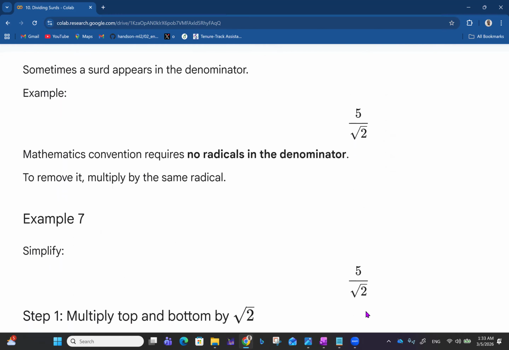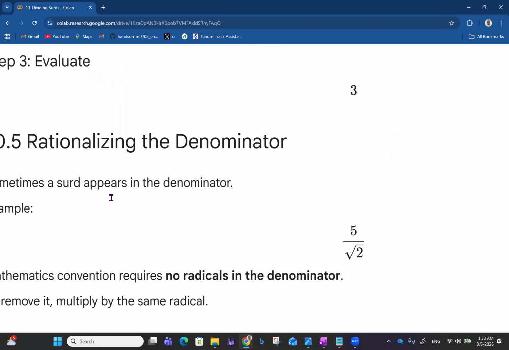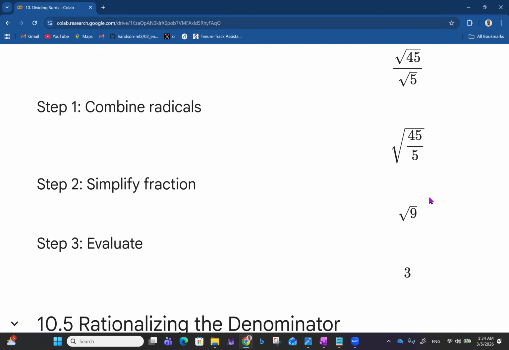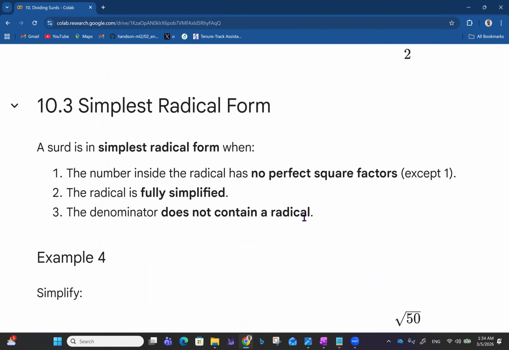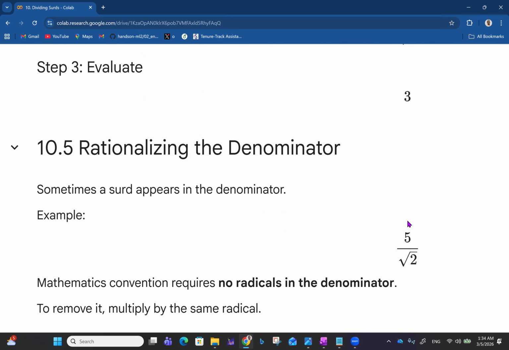So then we go ahead to talk about the idea of rationalization, which is really important. Rationalizing the denominator: sometimes the surd appears in the denominator, like you have 5 over root 2, and it is not pretty to have a surd in the denominator. So you want to rationalize it to remove it because it is easier to divide by a whole number than to divide by a radical. Mathematics convention requires no radicals in the denominator. That's the third condition when we talked about the simplest form: the denominator does not contain a radical. In this case, we have a radical down there, so you have 5 over root 2.